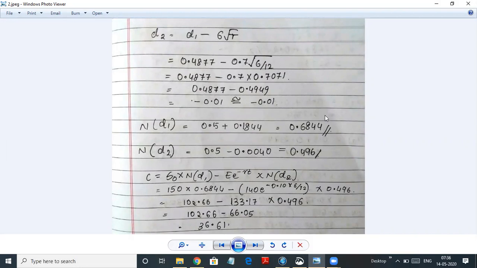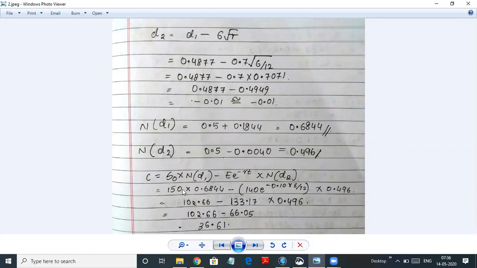So we have got the values of ND1 and ND2. Now we can put it in the call option formula and find the value of the call option. So call option value C is equal to S0, that is 150, into ND1 0.6844 minus E, that is exercise price 140, into e raised to minus RT. So e raised to minus R is 0.10 into 6 by 12, bracket complete, into ND2, that is 0.496.